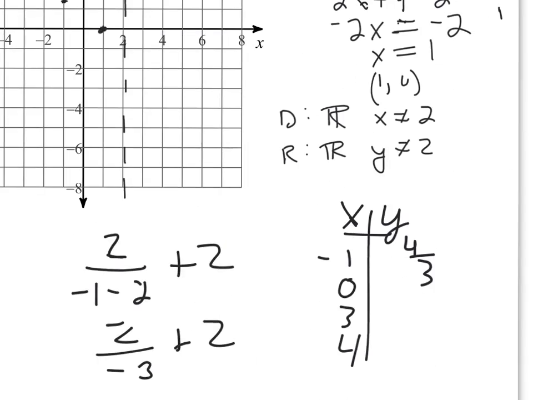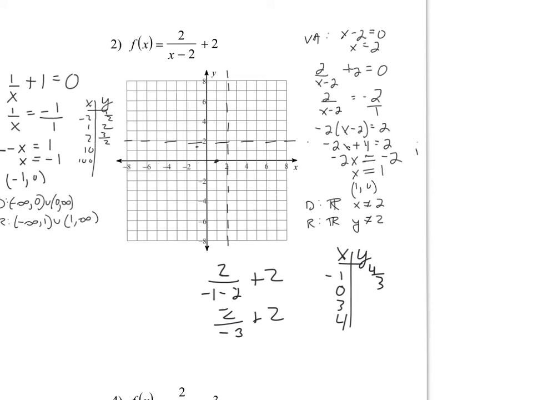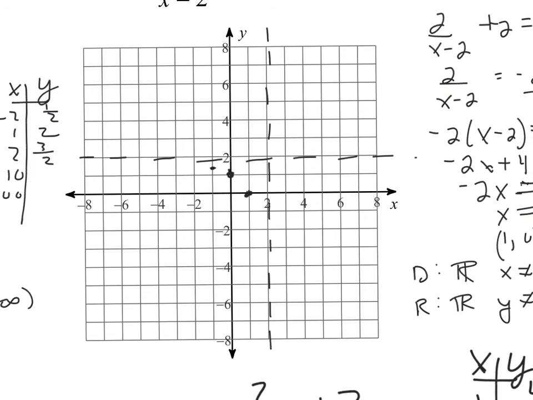Then let's go back to our table here. Let's do 0. So 0 is a lot easier because if you put a 0 in here, you get -2 right there. And 2 divided by -2 is -1, and -1 plus 2 is 1. So we now have a point on this graph at 0, 1. And now you can kind of see where that graph's headed. This one's headed to something like this. That's one side.